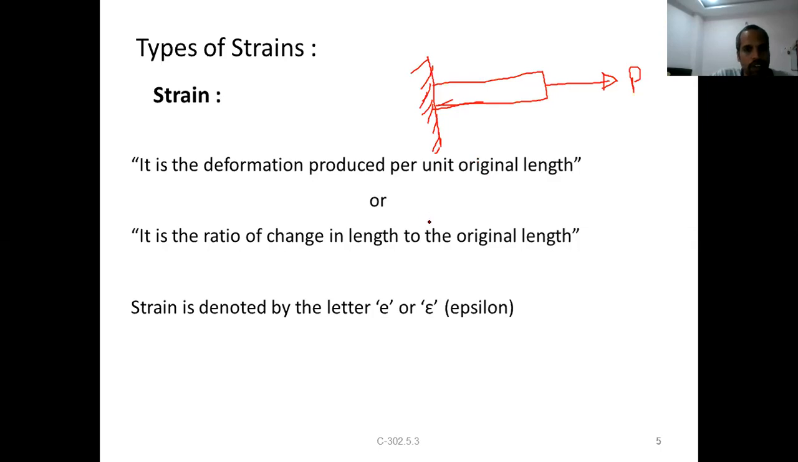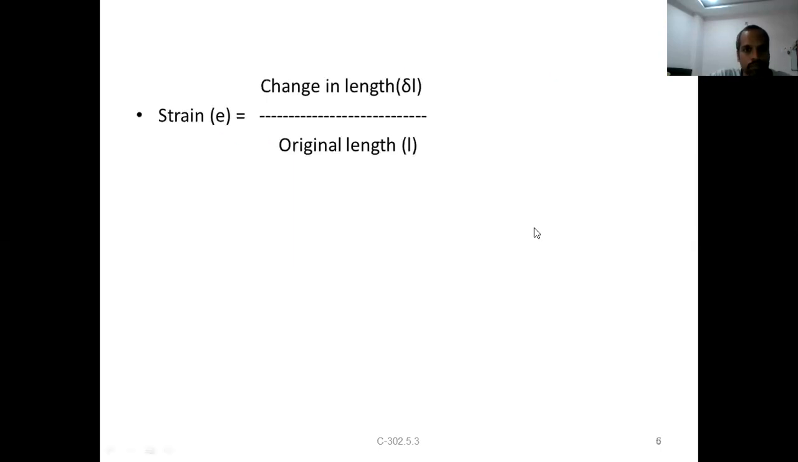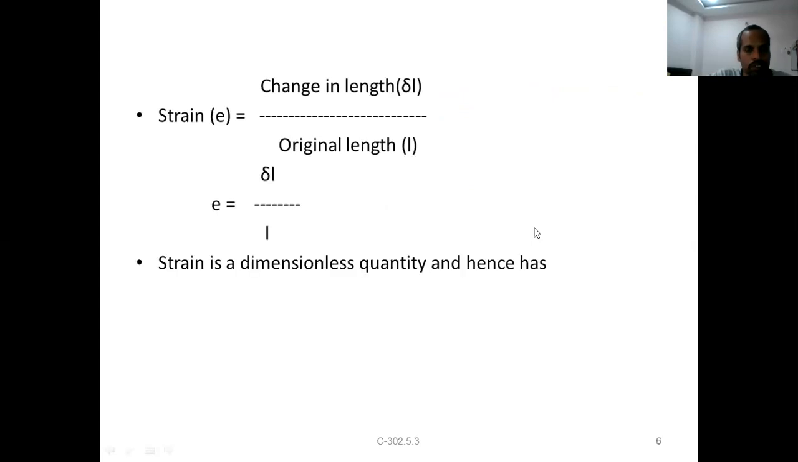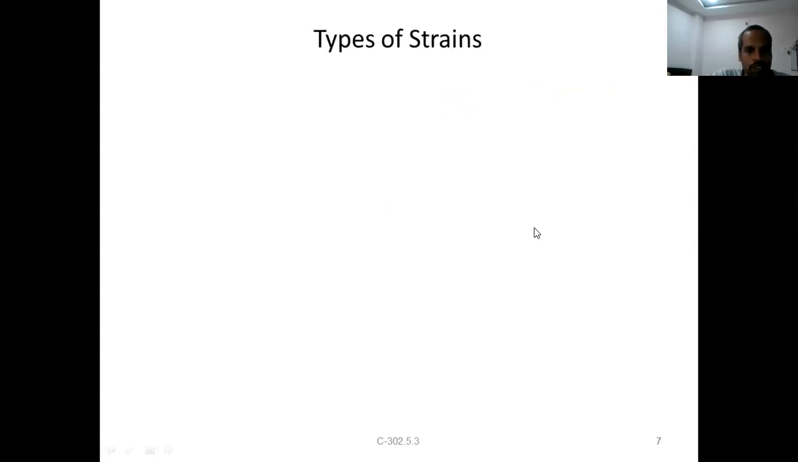Once again I want to make it clear. When a member is subjected to external force, the first thing that develops is strain, and after the strain comes the stress, right? Of course, this we already discussed. Now let us go to the types of strains.